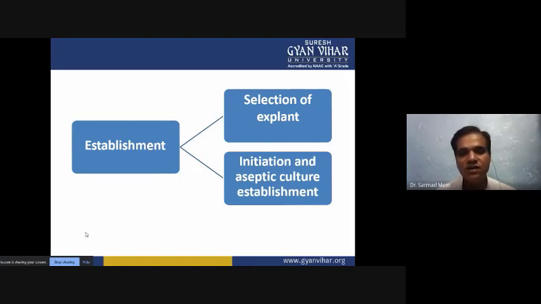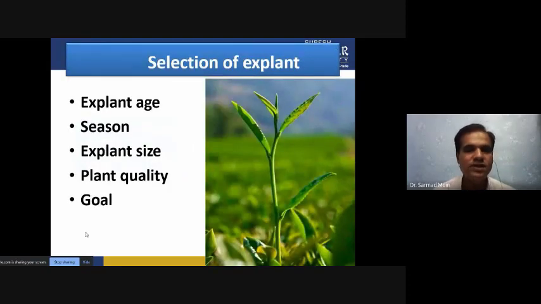Then, when we transfer the explant, it has to adjust to the environmental condition, because until that time the explant was growing in natural conditions, and now you are taking it into laboratory conditions. So it will take time to adapt to whatever artificial condition you are providing. It will respond slowly, and that's why we have to select the explant based on some characteristics, and these characteristics are very important.